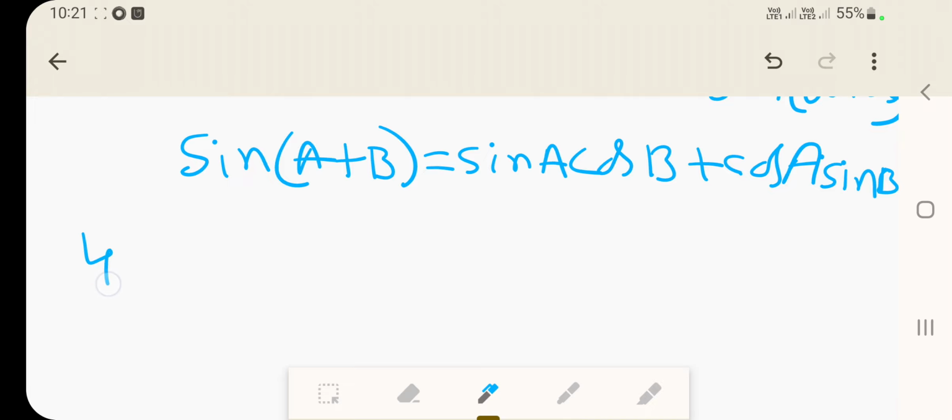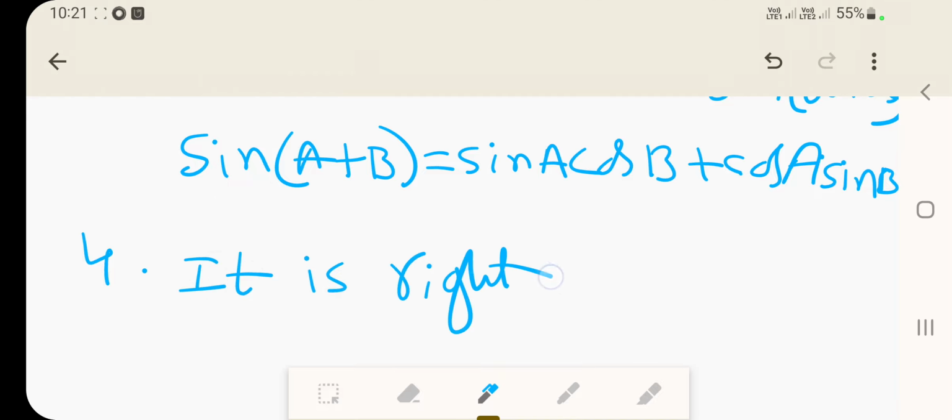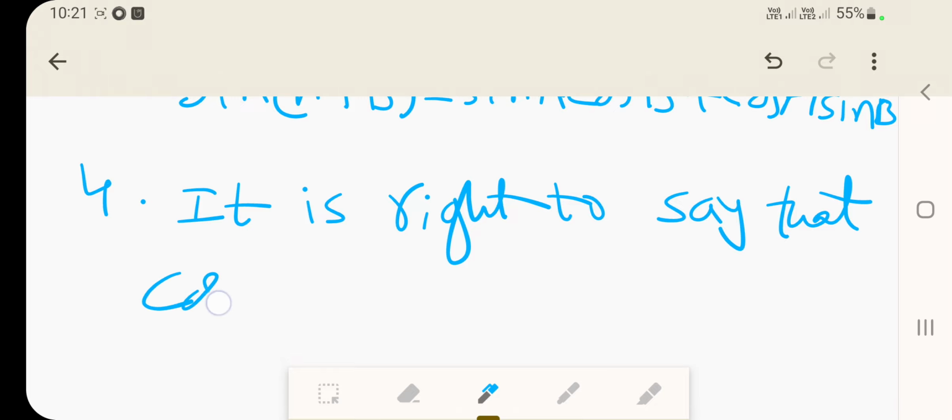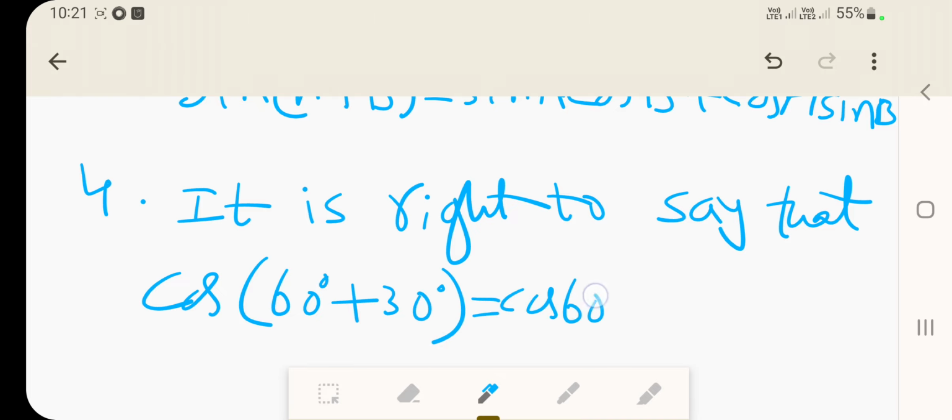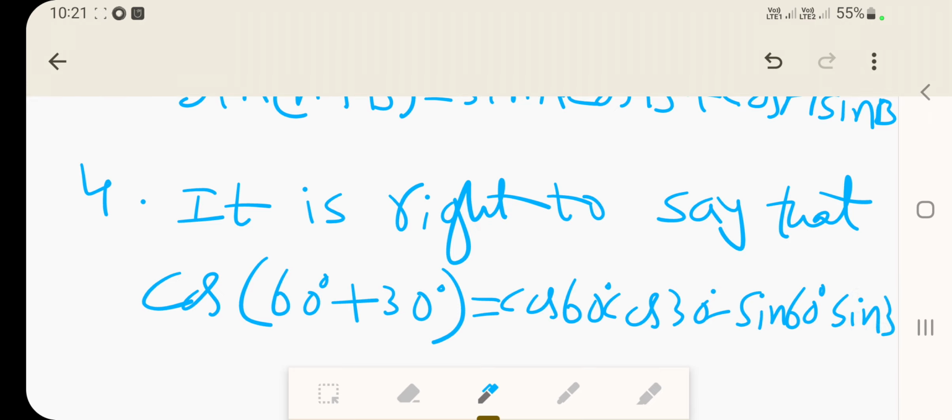Next we go for problem number 4. What they have asked: is it right to say that cos 60 plus 30 is equal to cos 60 cos 30 minus sin 60 into sin 30? Can we say this or not?